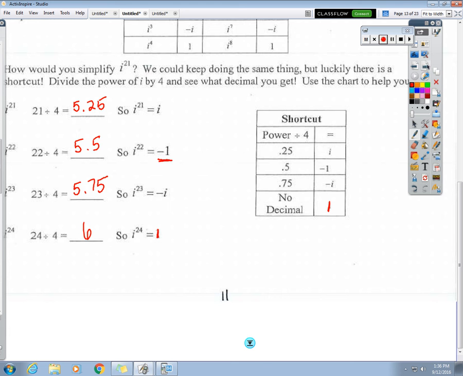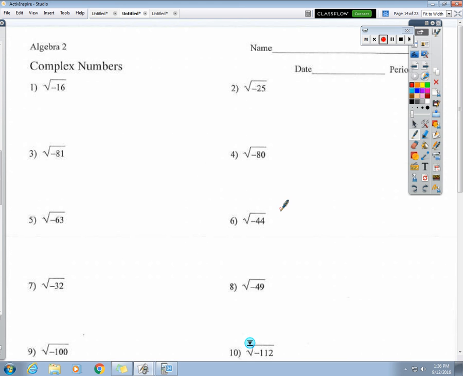Okay, now let's go to the next page. This will be easy. This is going back to what we did a second ago. What is the square root of negative 16? 4i. Now let's talk about why. Okay, look over here and I'll show you an explanation of why. Think about it. The square root of positive 16 equals 4 because 4 times 4 is 16, right? So if the square root of negative 16 equals 4i, it must be because 4i times 4i equals negative 16.